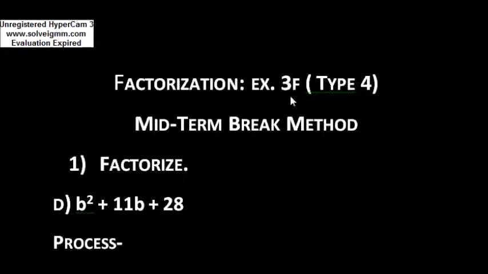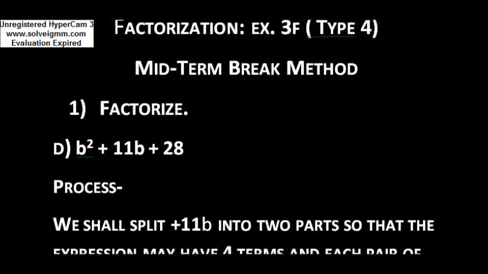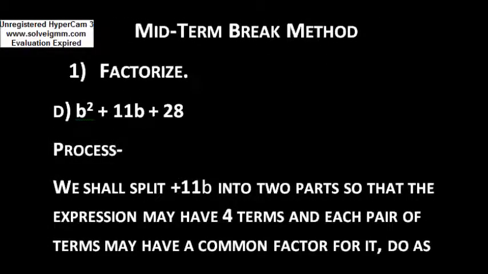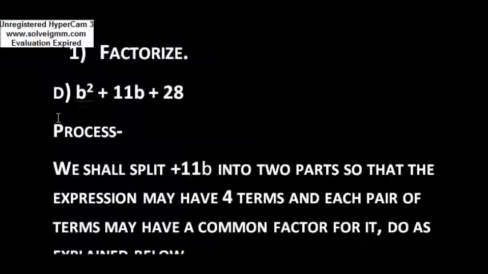Exercise 3F. Again, this exercise is about factorization, but the type is 4. Type 4 means the midterm break method. So I will explain this method by explaining one question from the exercise. Question number 1, G part: b square plus 11b plus 28.